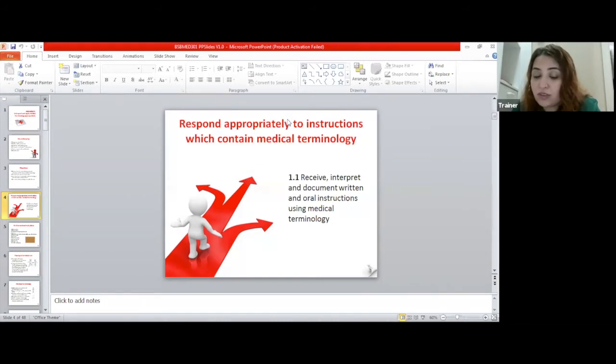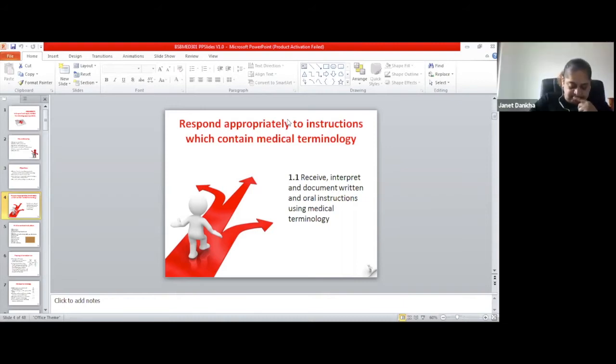Edema. Edema can be spelled with OE or just E. O-E-D-E-M-A is oedema. Also E-D-E-M-A, edema, which means swelling. The client has edema on both legs or both hands. Maybe that's what they say during their handover.